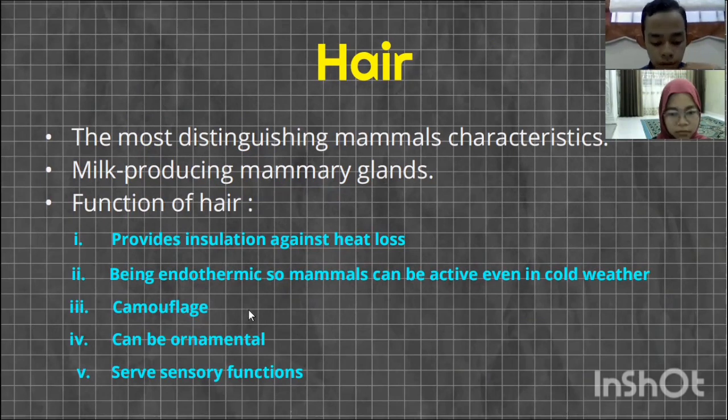Next is camouflage. So camouflage is a natural phenomenon used by plants or animals, in this case animals, to blend to their environment. So for example, the predators and also maybe the prey use camouflage to avoid detection. So the hair color helps to camouflage and blend into their surroundings, so they will not be detected by predators, so they will survive. And also the hair can be ornamental and serve sensory functions.